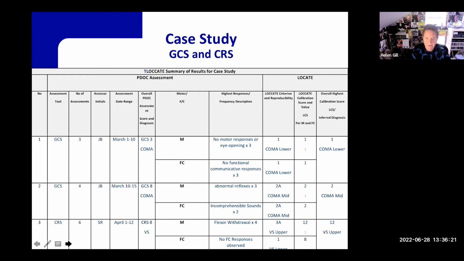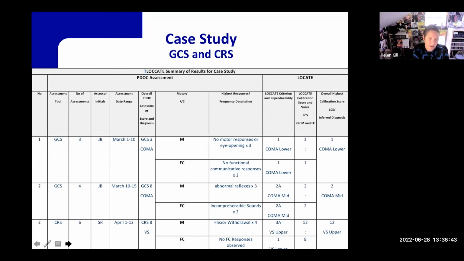And then underneath the functional communication, they were doing incomprehensible sounds. That's 1 level up. They've only done it twice, that's 2A. So you've got 2 over 2 there, and the highest is 2. So they've already moved from level 1 to 2. Okay, so they're still in coma, but they've moved up.